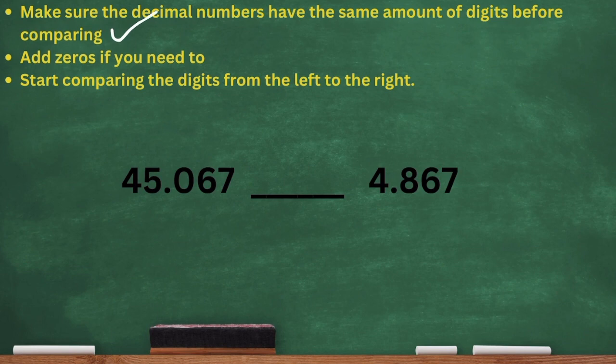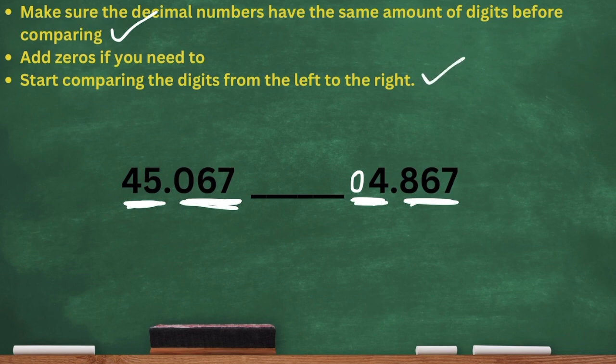First we have to make sure that the decimal numbers have the same amount of digits before comparing. In the first number, we have 45 before the decimal, so that's a ones and a tens place. In the second number, we have 1 digit before the decimal, which is just the ones place. I added a 0 to make a tens place, so now both sides have a ones and a tens place. In the first number, we have 3 digits after our decimal. The second number also has 3 digits after the decimal. So now we have the same amount of digits on both sides.